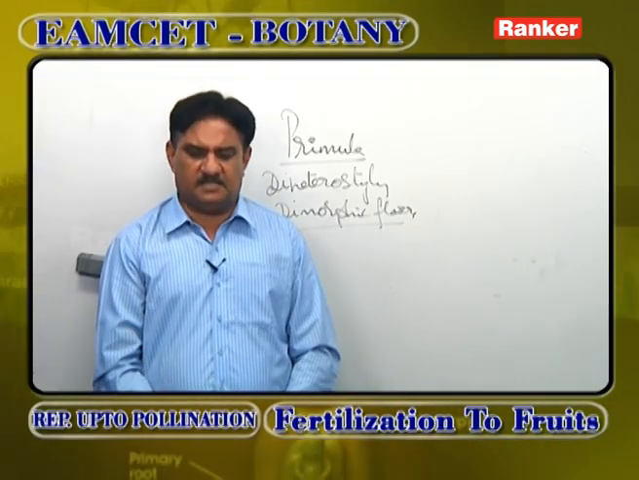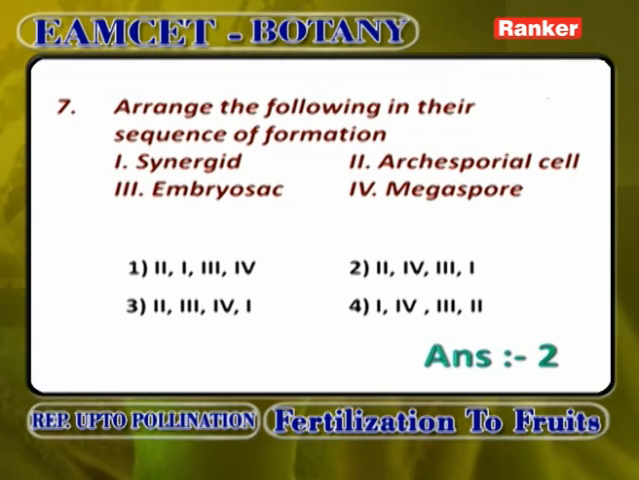So what is the correct order? First archesporial cell, then megaspore, then embryo sac, then synergids. So answer is 2, 4, 3, 1. That is the correct sequence of formation of various cells during the development of embryo sac.